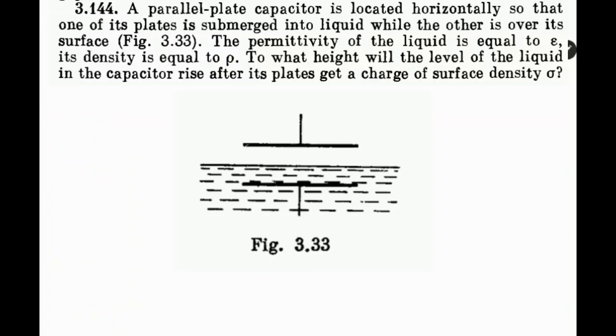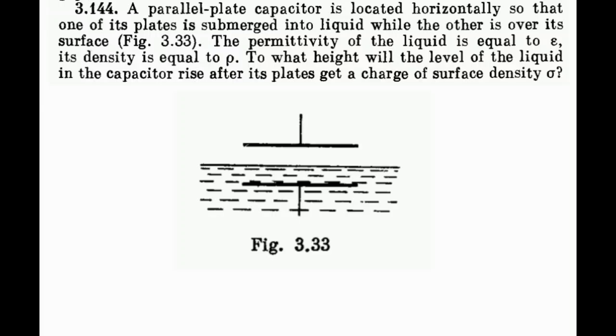So we are dealing with problem number 3.144 of I.E. Irodov, and the problem states: a parallel plate capacitor is located horizontally so that one of its plates is submerged into the liquid while the other is over its surface. The permittivity of the liquid is equal to epsilon, its density is equal to rho. To what height will the level of the liquid in the capacitor rise after its plates get a charge of surface density sigma? So this is the problem which we have.